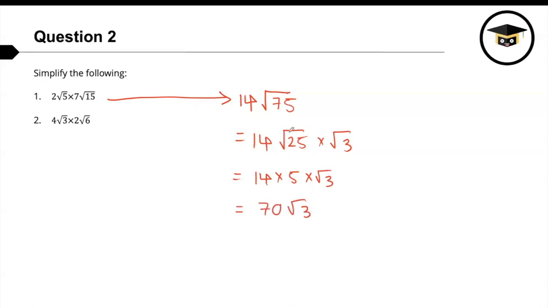Now, hopefully for the rest of the video, I'm not going to actually go through how to simplify root 75 into 5 root 3. I'm just going to assume that's all prior knowledge at this point. And if it's not, please check out our video on simplifying surds. So with the next part, we've got 4 root 3 times 2 root 6. That's going to be 8 root 18. And then we can further simplify that root 18 into 3 root 2. And so we end up with 24 root 2 as our final answer.